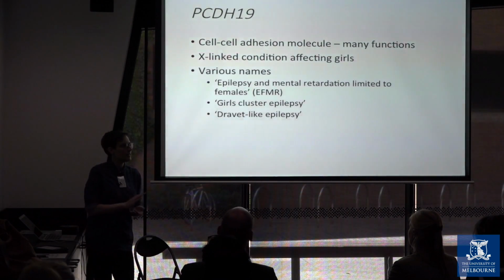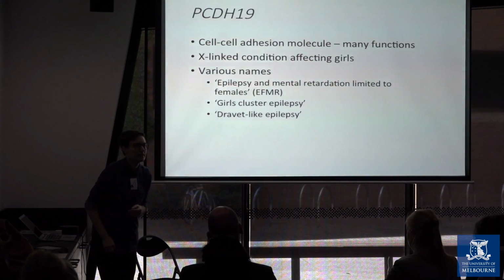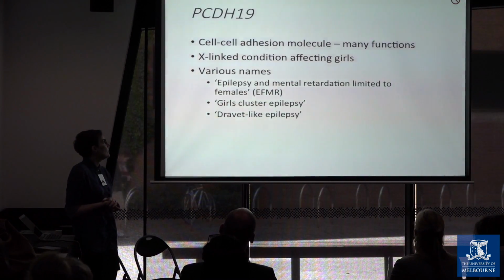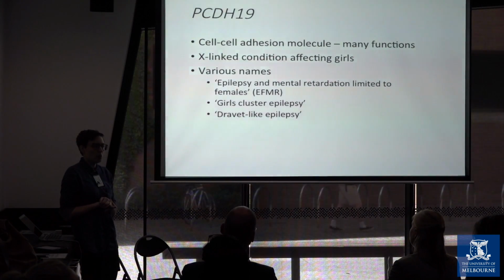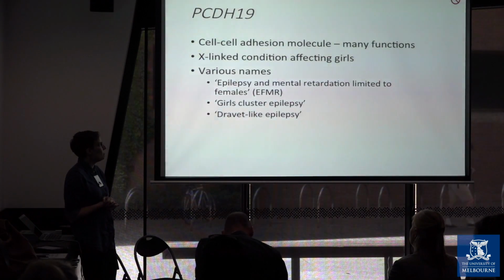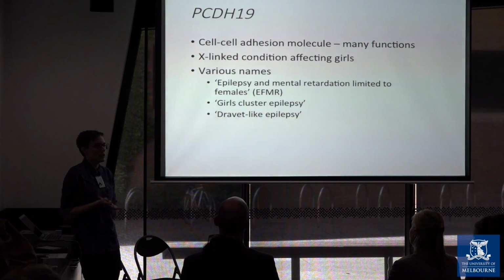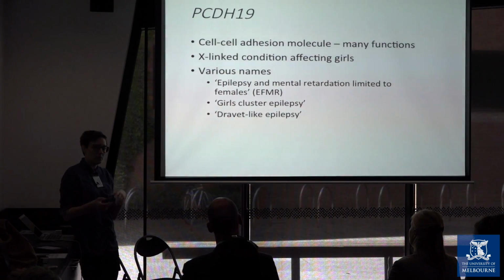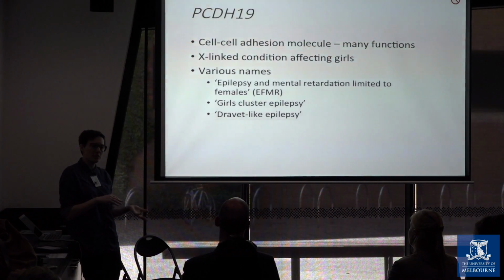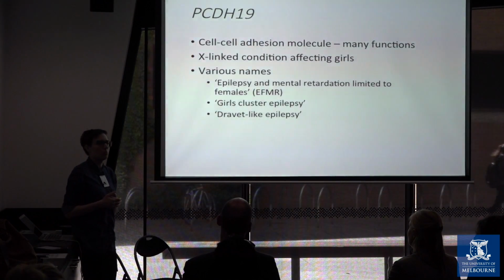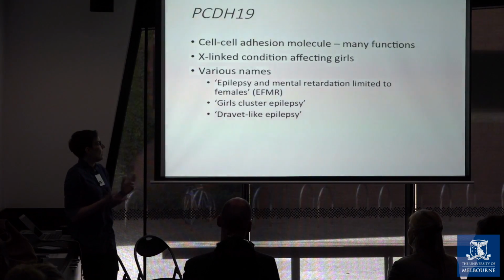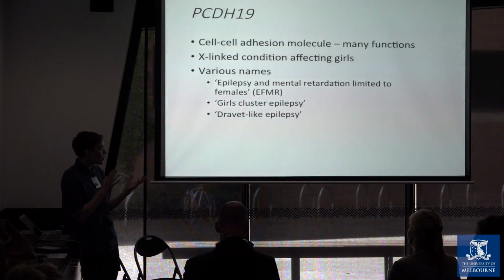I think the last individual gene I'm going to talk about is PCDH19. And this is a gene associated with a condition that has a number of different names: epilepsy and mental retardation limited to females, girls clustering epilepsy, and a Dravet-like epilepsy, because it shares some clinical features with Dravet syndrome, although also has some important differences. Ingrid's mentioned Dravet syndrome a few times today as the condition associated with SCN1A mutations, and there is some overlap.